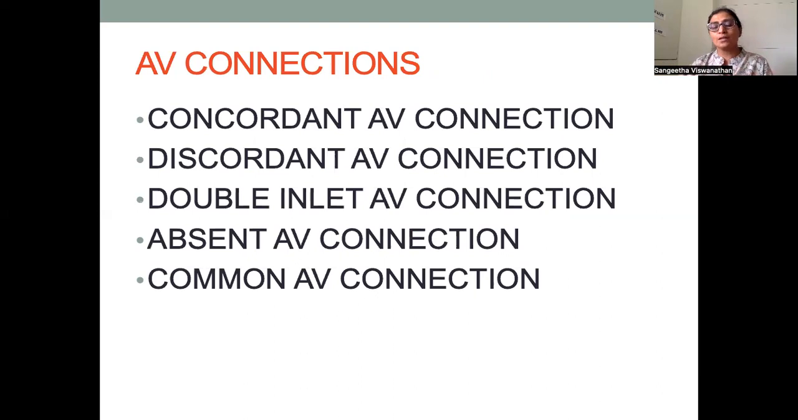So now we have looked at the atria, we go on to the next level. What is the next level? Atrioventricular connection. Because you're going to the next segment, but before that you have to look at the connections. So the normal atrioventricular connection is called concordant, which means the right atrium is connected to the right ventricle, left atrium is connected to the left ventricle. You know the right atrium because it has a right atrial appendage. Left atrium, left atrial appendage.